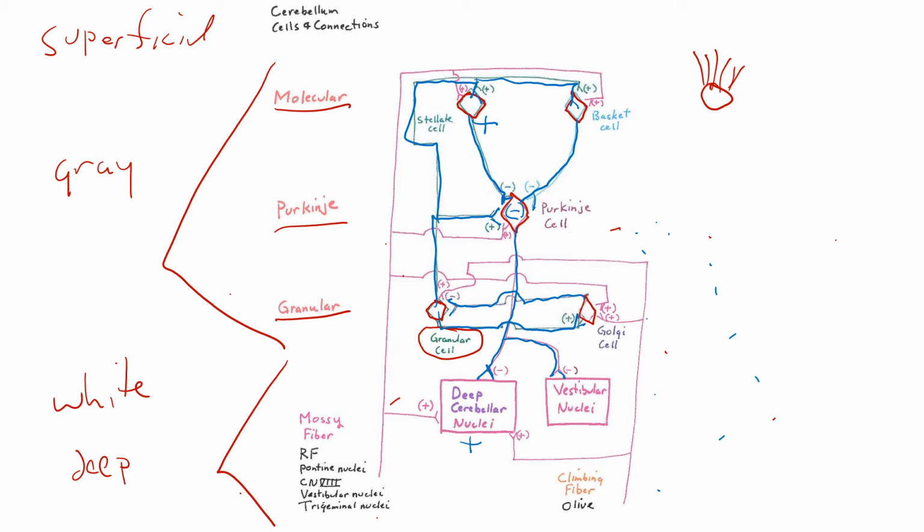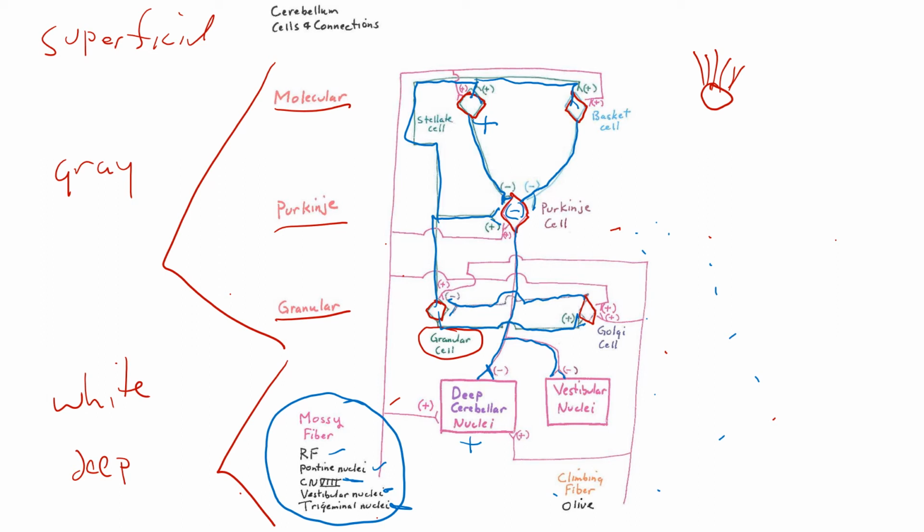So we are going to have two different fibers coming up through the white matter. The first of these are called mossy fibers. Mossy fibers come from a wide variety of different sources. They are going to come from the reticular formation, from the pontine nuclei, through cranial nerve 8, through the vestibular nuclei, and from the trigeminal nuclei.